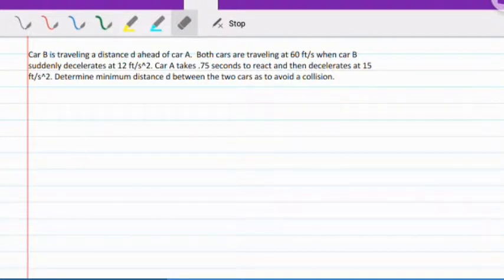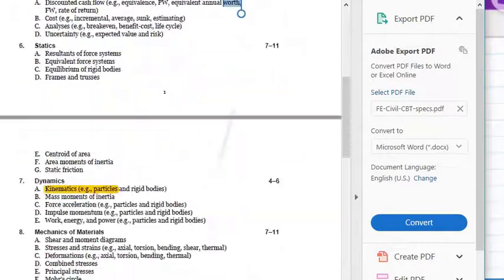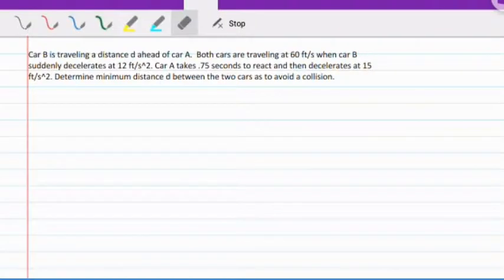Welcome to another dynamics video where we're going to be looking at kinematics of particles. As you can see from our FE exam topics review, kinematics of particles is on our list of topics, so some of you might find this helpful in reviewing. So let's get back to the problem.